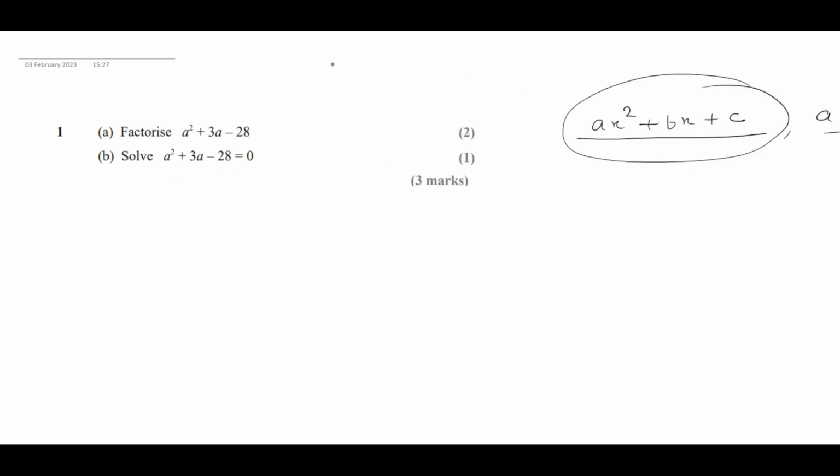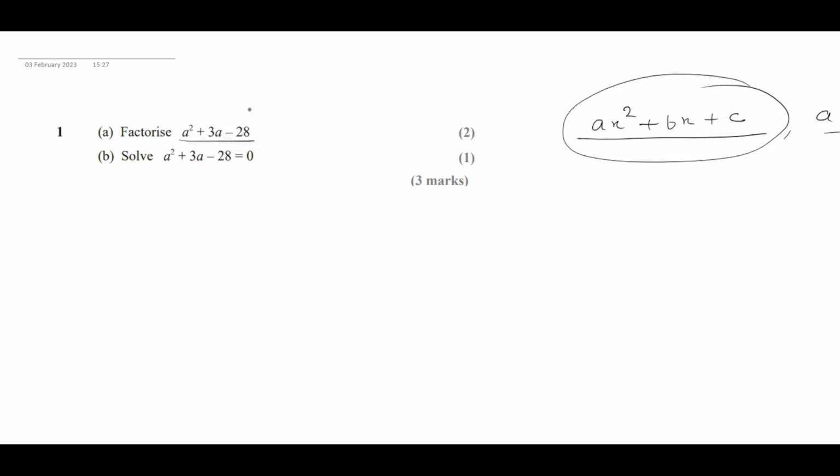Now if I compare with this particular problem, those numbers are, for a, I have nothing written over here before a square, so it is 1 by default. If I am not writing any number before a variable, it indicates that the number is 1. That is called coefficient. Okay, so the coefficient of a square here is 1. The coefficient of a is 3 and the constant number is minus 28.